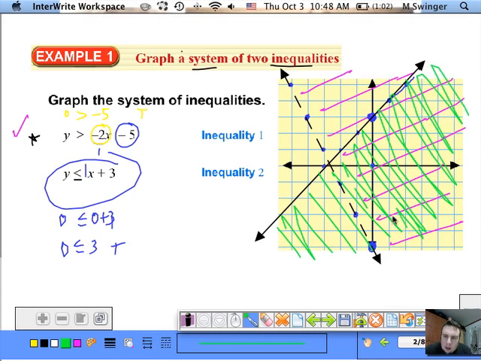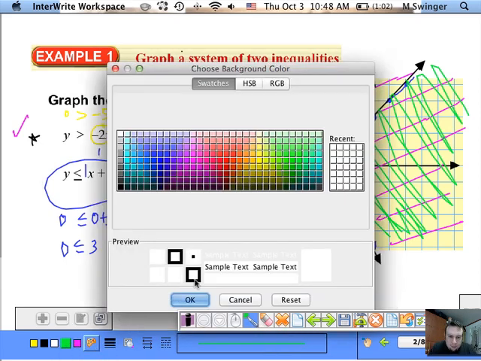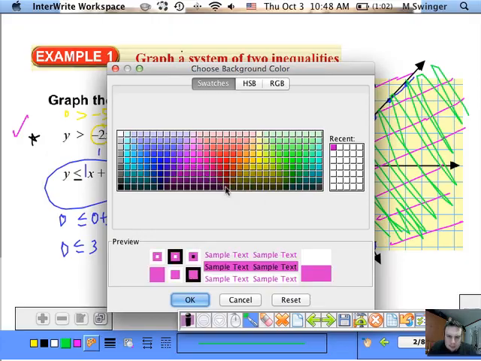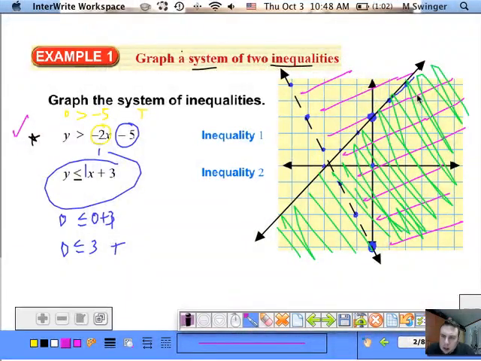Alright, everybody understand what I'm doing? I did the first one, I shaded. I did the second one, I shaded just the second one. I'm not worried about the first one. Now look what happened. There's an overlap here, if you can see it. You see the overlap? Okay. It's right in this area. Right here. There's green and purple right here.